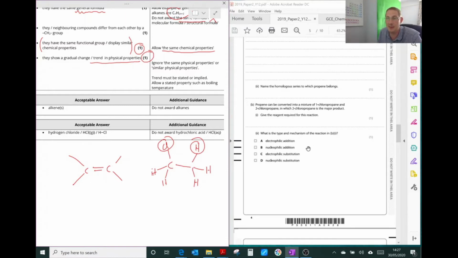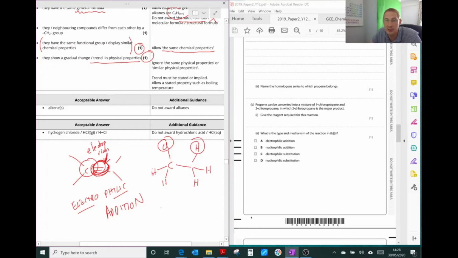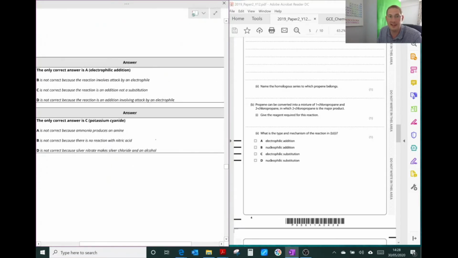What is the type and mechanism of this reaction? Well, you're clearly adding something, you're not substituting it, so you're going from 3 things around a carbon to 4 things, so it's going to be some sort of addition. The other thing is, as we said earlier, this is very, very electron rich, so we need something that likes negative charge, likes electrons, so we need electrophilic. Okay, philic meaning liking electrons, electrophilic addition, so this would be A, as it says there.